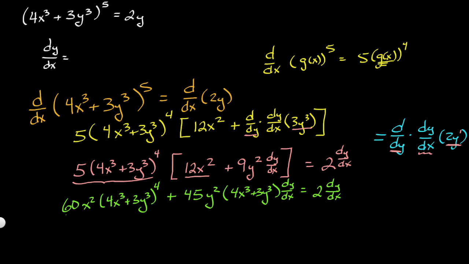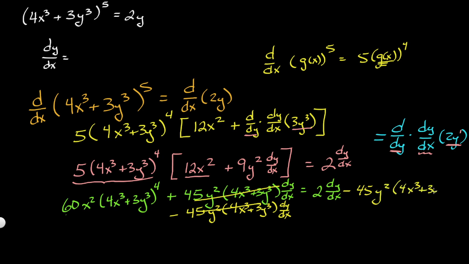That's two steps. I'd rather do it in one step. So instead, I'll just subtract this term from both sides. I'll subtract the 45y squared times 4x cubed plus 3y cubed dy dx from this side. This becomes a 0. And I'll subtract it from here. That's minus 45y squared times 4x cubed plus 3y cubed dy dx.